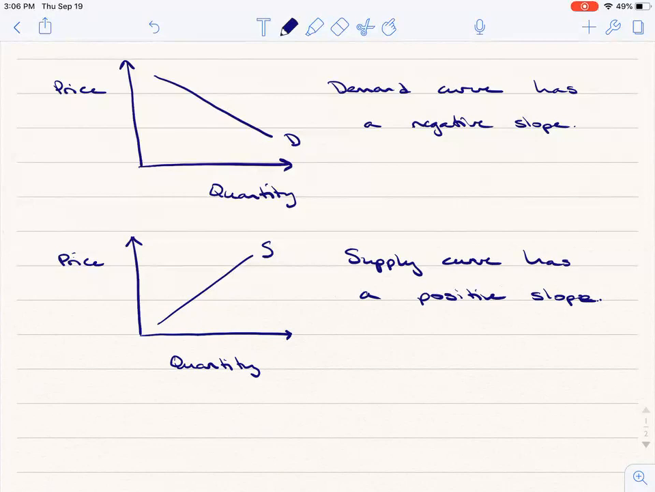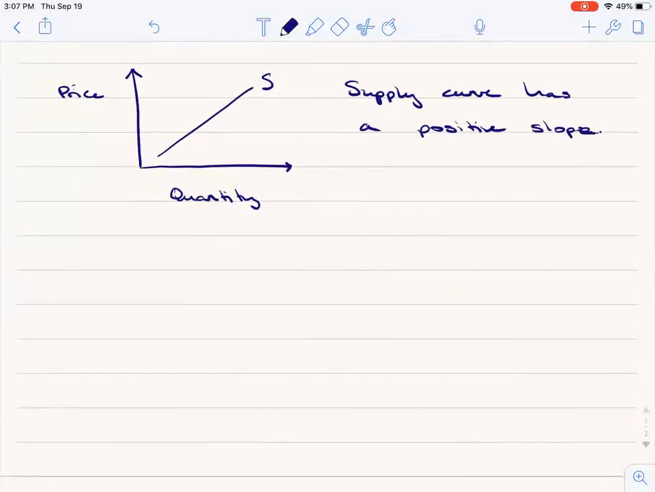So these two cross, right? And that point of equilibrium is where the points intersect, right? And so that's where the sweet spot is. And so the point of equilibrium is the point of intersection.